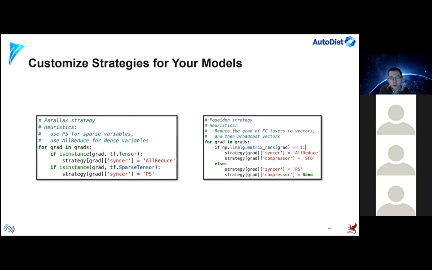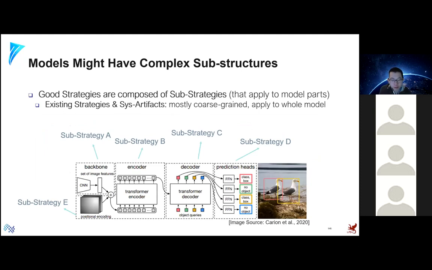However, designing or implementing a custom strategy builder, even in Python, still requires the users, at least the developer of these strategies, to understand various parallelizing aspects and their trade-offs. To see this difficulty, this slide illustrates a notable model developed very recently called DETR for object detection that is essentially composed of 5 components. As shown in the figure: CNN, transformer encoder and decoder, some other prediction heads, and positional embedding.